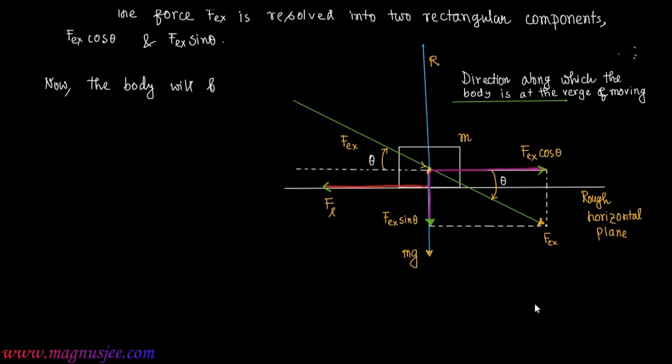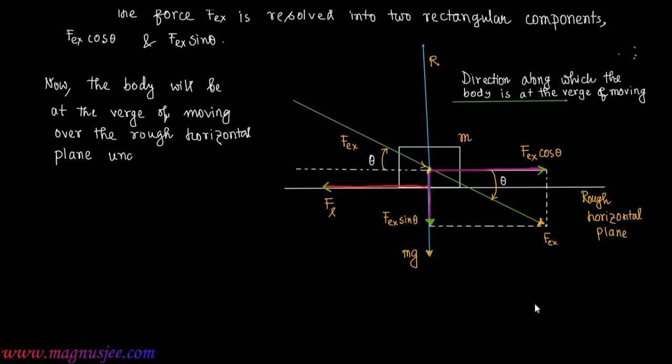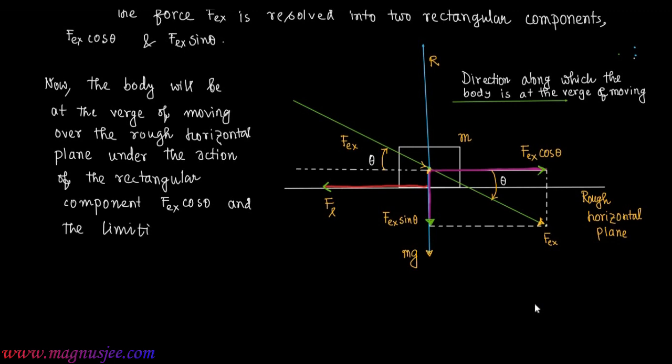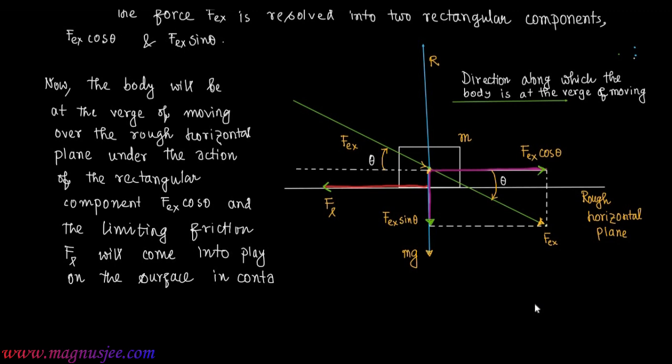Now the body will be at the verge of moving over the rough horizontal surface, under the action of the rectangular component of applied external force, Fex cos theta, and the limiting friction Fl, which will come into play on the surface in contact. In this case, acceleration of the body will be 0.